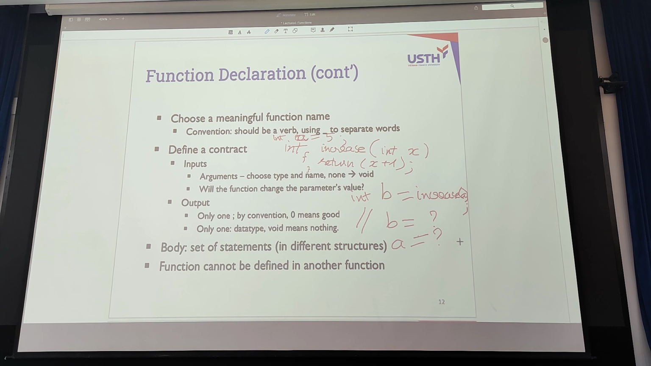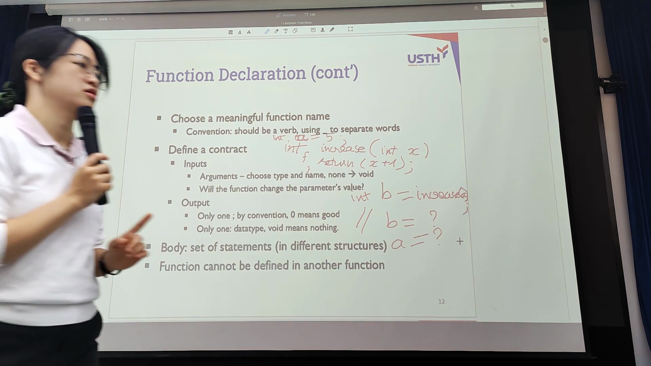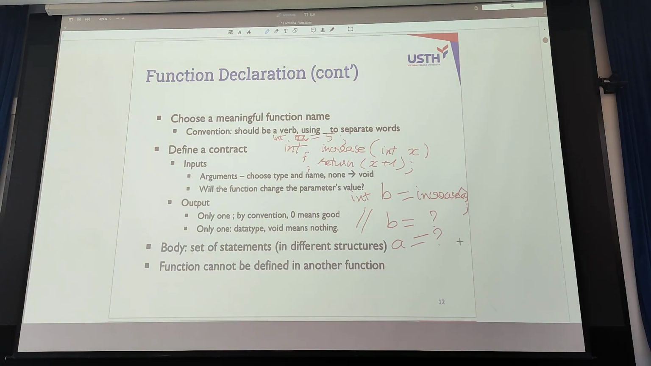Yeah. You cannot call X because the scope of the variable X is only inside the function. Outside of the function, you cannot call X. Okay? X is not a global variable. X is just a variable that has a scope inside the function.